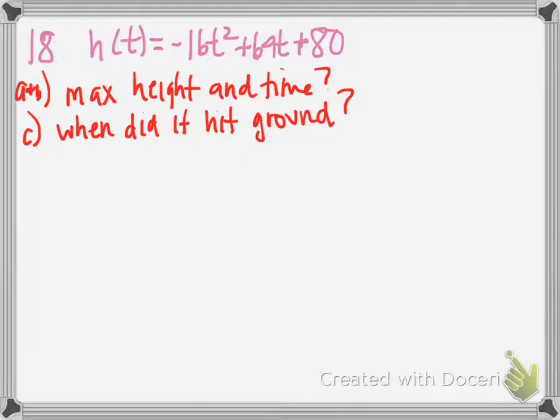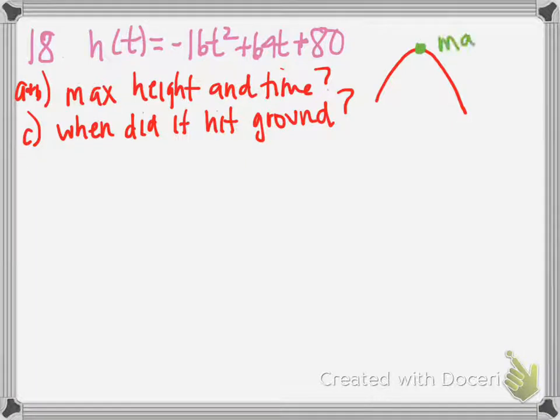Alright, for number 18, we have a rocket that's carrying fireworks. It's launched from an 80-foot hill, so it's being launched in the air and eventually hits the ground. So the question is, for part A and B, really it's tied together. They're asking at what time did it hit its maximum height and what was that maximum height?